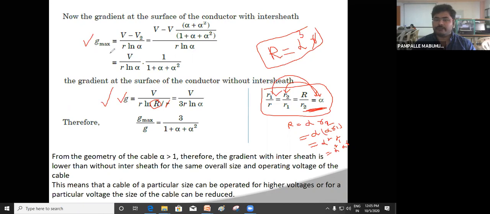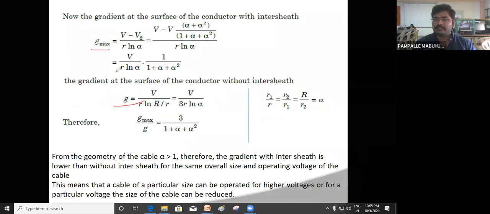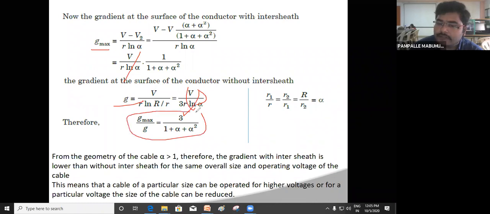If you write the Gmax by g value, here you are having V by r into ln alpha. Here also you will be having this V by r into ln alpha. These two will get cancelled. So then what you will get finally, Gmax by g is equal to 3 by (1 plus alpha square). So this is the final equation. Gmax here is the potential gradient with intersheath grading, and g is the potential gradient at the surface of the conductor without intersheath grading.